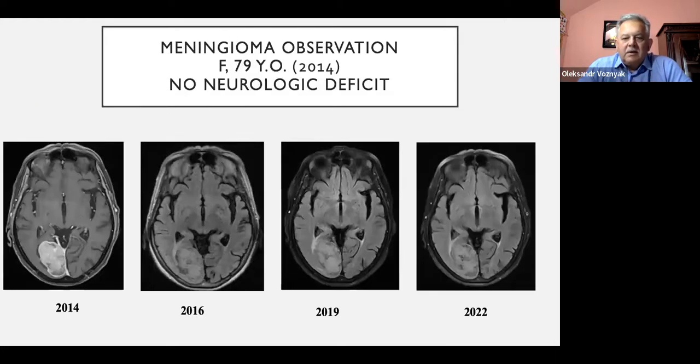This is the case, it's my observation. A 79-year-old lady, 2014. The tumor was first diagnosed without any symptoms. Then we performed controls without enhancement because of some nephropathy in the patient. She was not symptomatic until this year. And you can see there's no growth of the tumor during 8 years. Now she's 77, and the tumor doesn't grow at all.